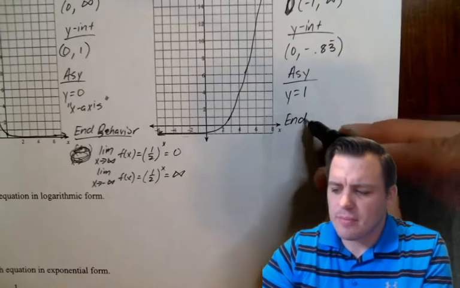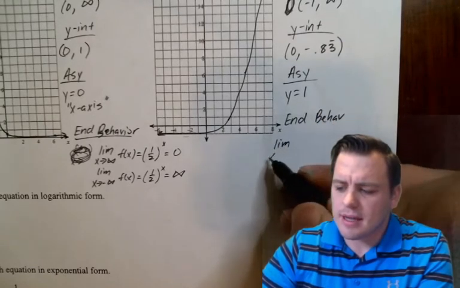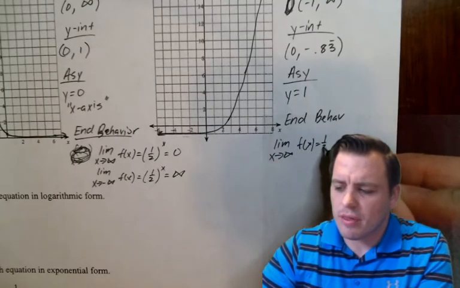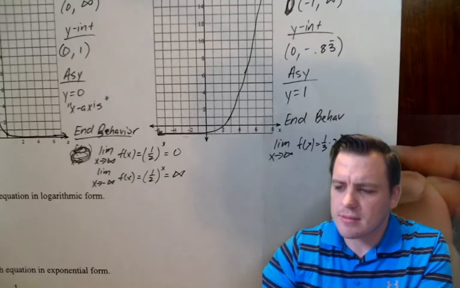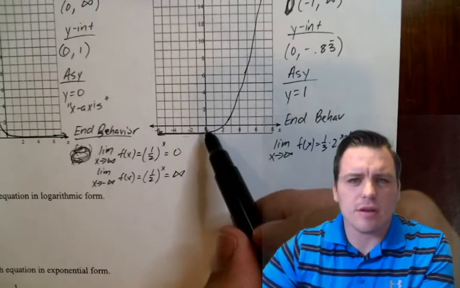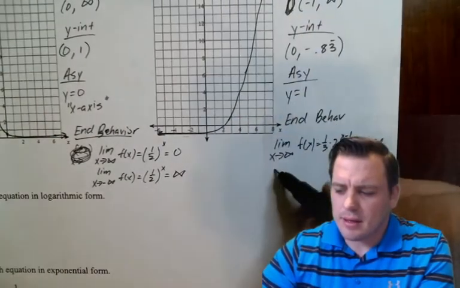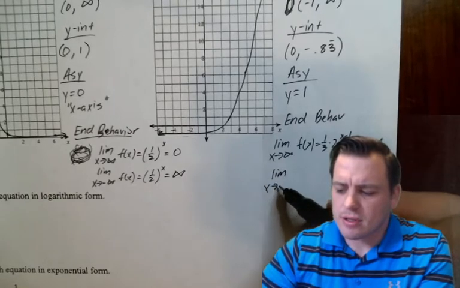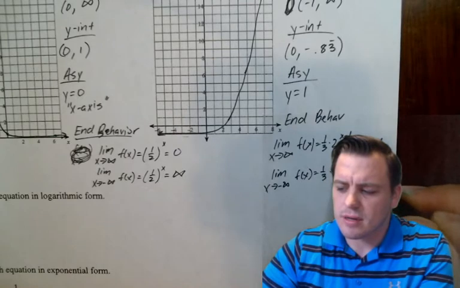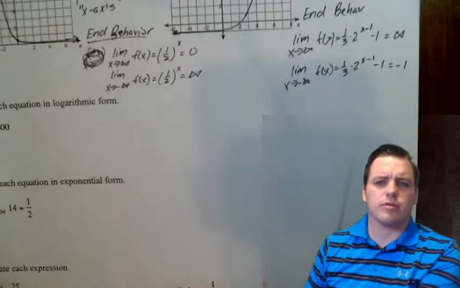The end behavior: the limit as x goes to infinity for the function 1/3 times 2^(x-1) minus 1 would be equal to infinity. As x goes towards infinity, y goes towards infinity. And the limit as x goes to negative infinity of f of x equals 1/3 times 2^(x-1) minus 1 is equal to -1. It's approaching -1.